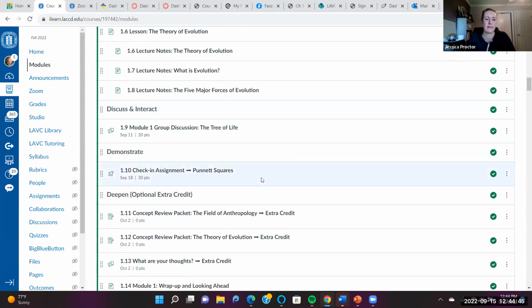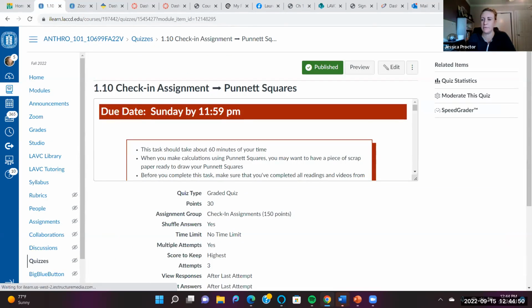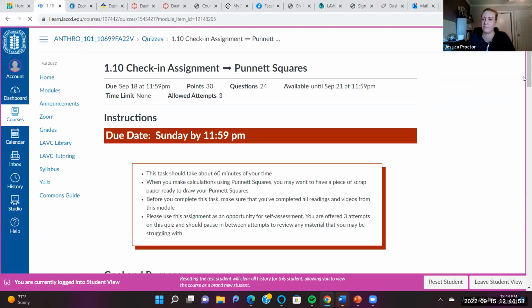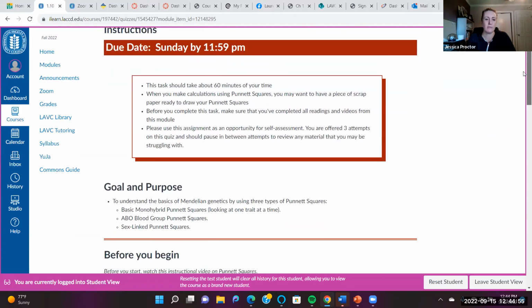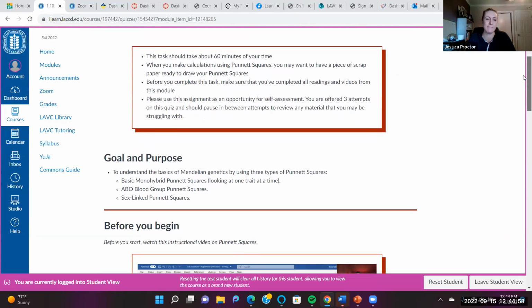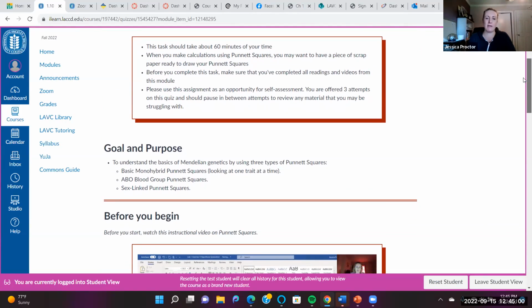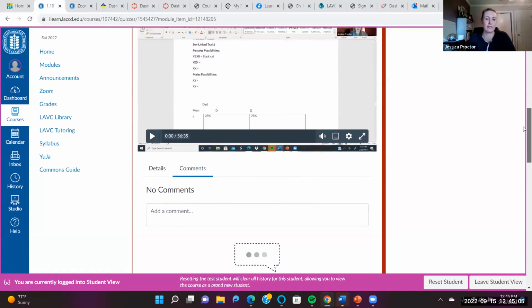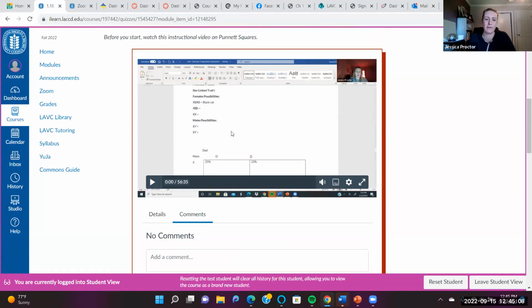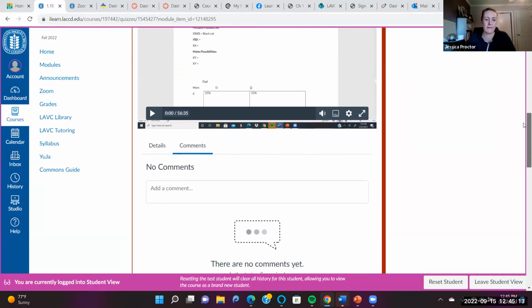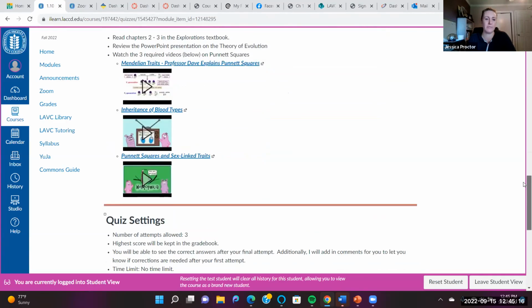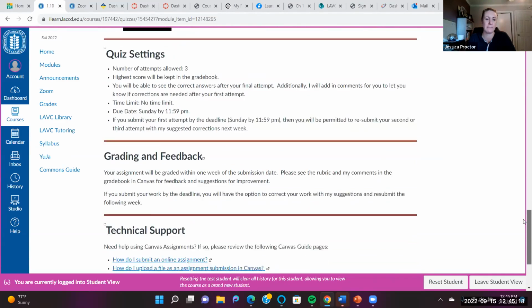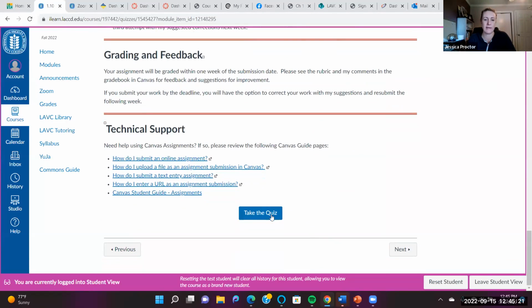So you go here to check-in assignment number 1, Punnett squares. And then here, I'm going to show you guys in student view so you can see what you're going to see in student view. So it says that this task should take about an hour of your time, but you guys have already spent that hour. You already spent the hour here in class. And if anybody wants to watch this again, I do actually have a recorded video of me going over it. I'm using a Microsoft Doc here. But there's a recording if anybody wants to watch it again. And there's some YouTube clips that I found helpful for this topic. And then you just go down here and you go to take quiz.